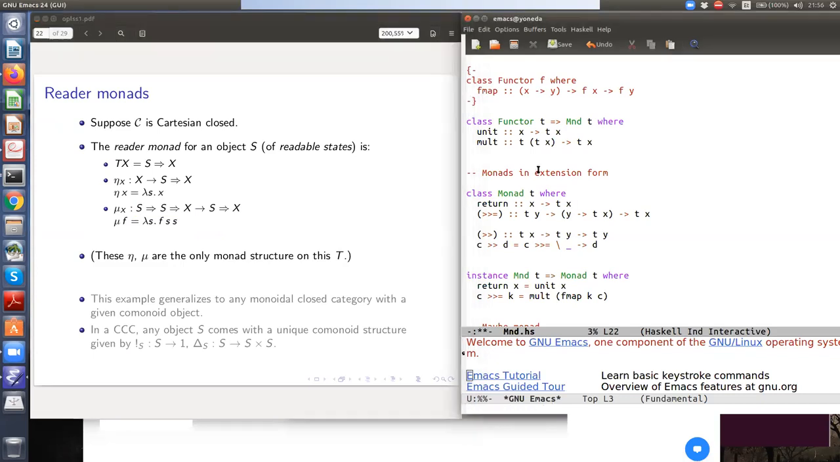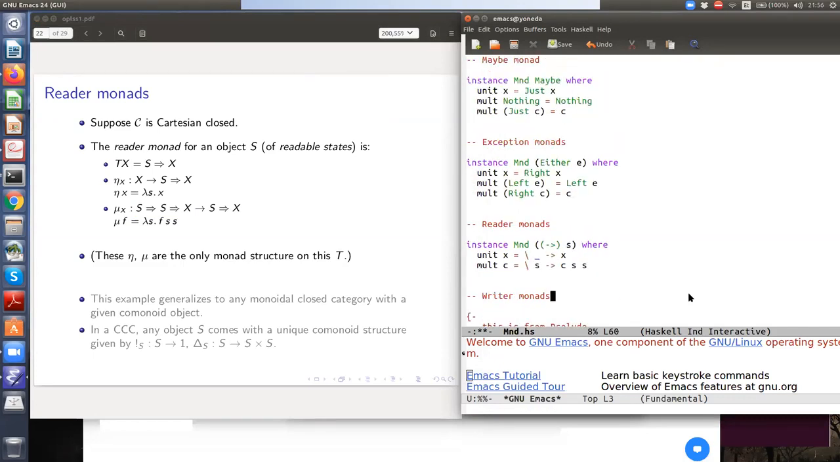So that's a nice monad. And of course, you can also implement it in Haskell, no doubt. So this is exactly the same definition here.